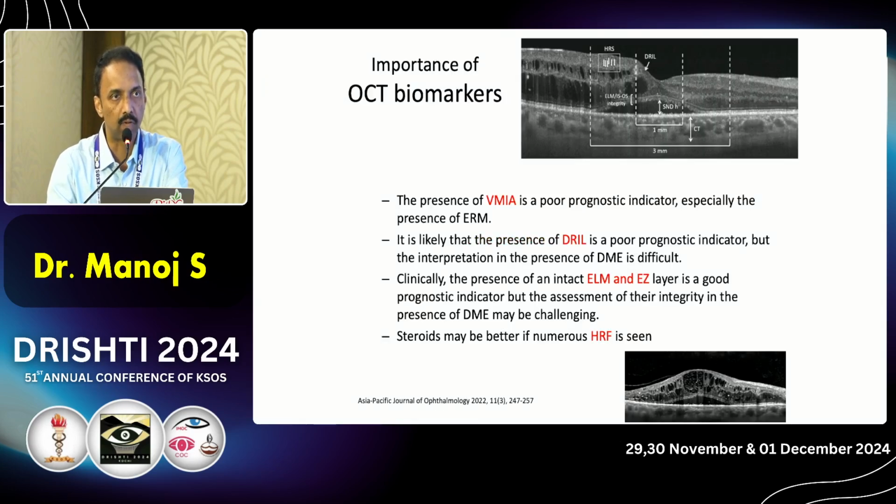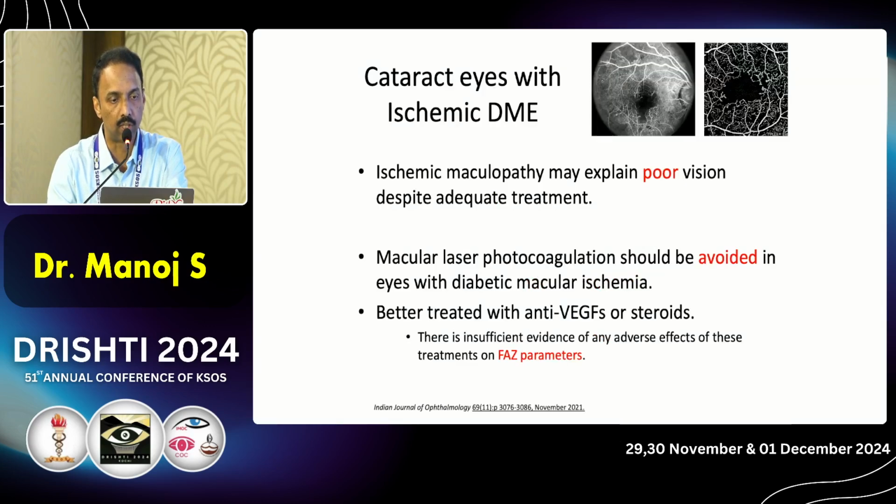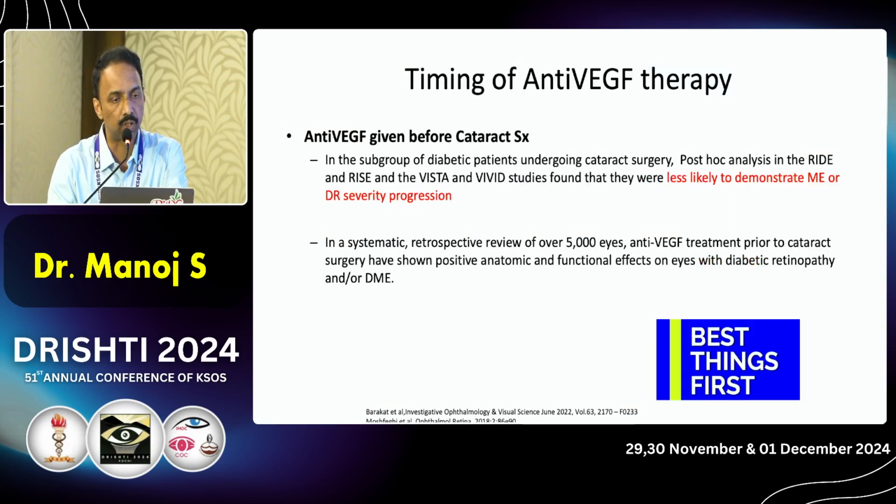If you have a reasonably good quality image, look for biomarkers. Some of these biomarkers indicate poor prognosis: vitreomacular interface abnormalities, DRIL, ellipsoid zone loss. All of these have been associated with poor outcomes. If you have hyperreflective foci, we now tend to give more steroids in these eyes. In patients with ischemic diabetic macular edema, the outcomes are poorer. We all know that. It's better to avoid macular laser photocoagulation in these eyes, and these eyes are better treated with anti-VEGF or steroids.